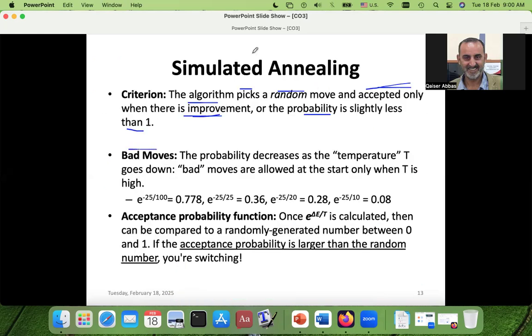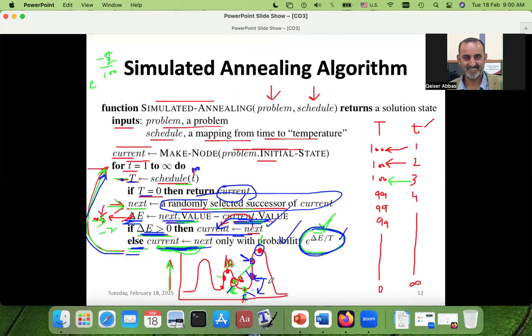So what are bad moves in simulated annealing? If you read the book, you will see this term there. A bad move means moving in the downward direction. If you are moving in the upward direction, you have quite a chance that you will reach the global maximum. But if you are moving down, then you don't have any chance. If you are traveling on this hill, you will reach the global maximum.